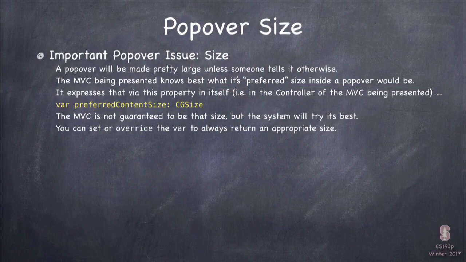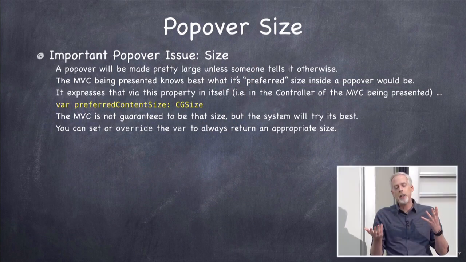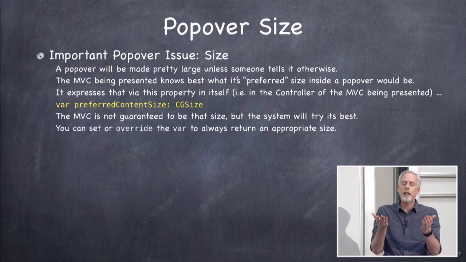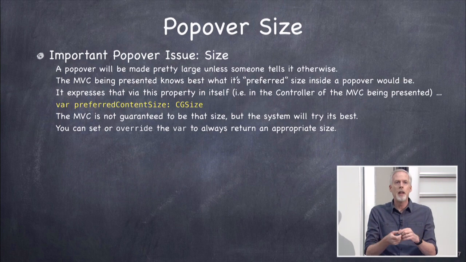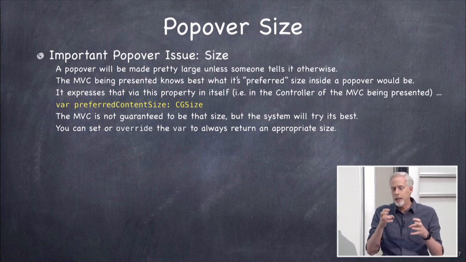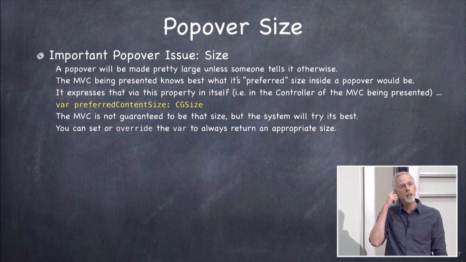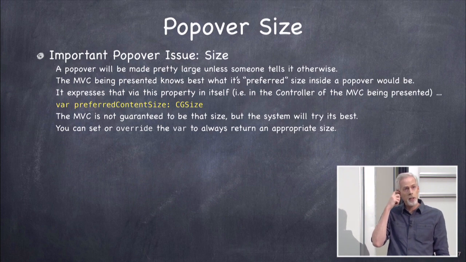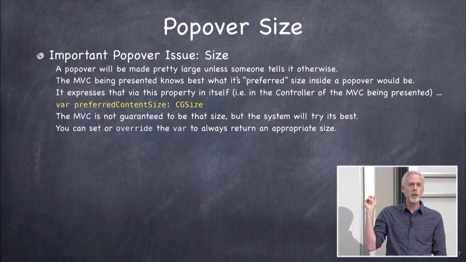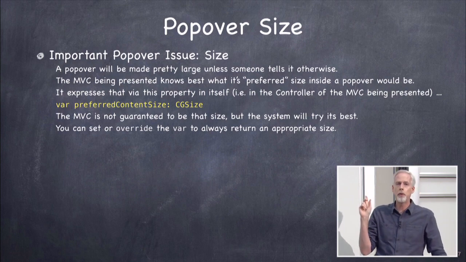But there's another important issue about popovers, by the way, which is their size. Now, by default, a popover comes up in a size that kind of is like an iPhone in portrait. That's kind of its default size. And if it doesn't really know what size the stuff inside is, that's the best it can do. But you can control that size and make it a lot better by having the MVC that's being presented set this var called preferredContentSize.